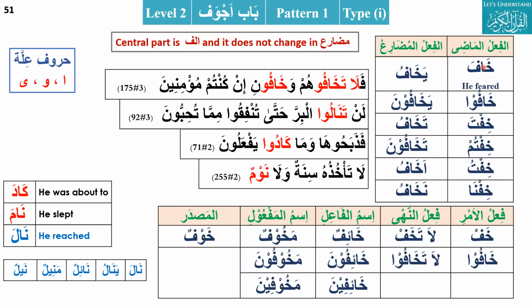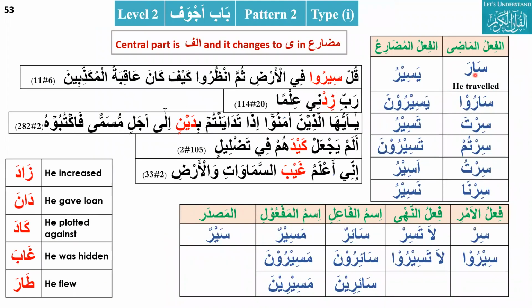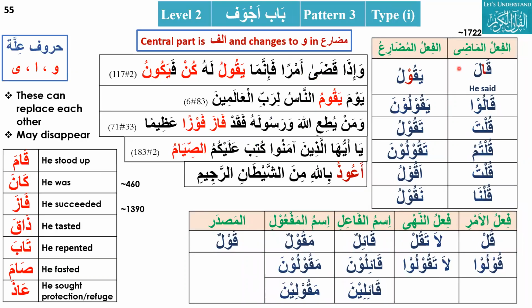The first case is Khafa ya Khafu. Here the central letter Alif, when you see this Alif, Alif remains there as Alif. Second case, Sara Yasiru. What is the difference? The first one was Khafa ya Khafu, Alif remains Alif. Here, Sara Yasiru, what happened? Alif changes into Ya. The third case, the most common verb here, Qala Yaqulu. Same, the central letter is Alif, but when it goes to Mudare, Alif changes to Waw.